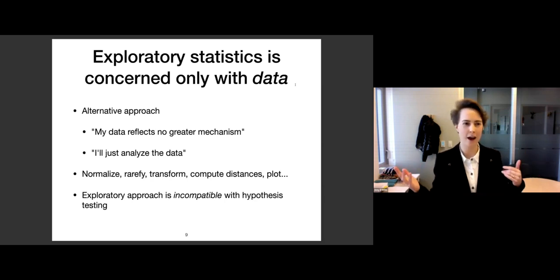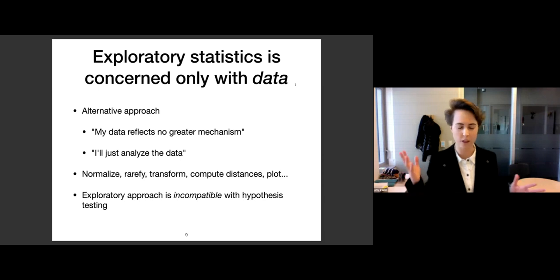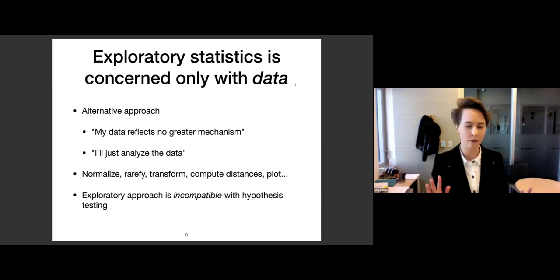Okay, so if you want to normalize your data however you want to, if you want to throw away reads in order to have all of your samples have equal sequencing depths, if you want to transform them with additive or centered or other log ratio transformations, you can pick your favorite distance metric between samples and calculate distance matrices, and then you can compute the best two-dimensional representation of your distance matrix using whatever your favorite beta diversity metric is. These approaches are all fine within the exploratory statistics paradigm.